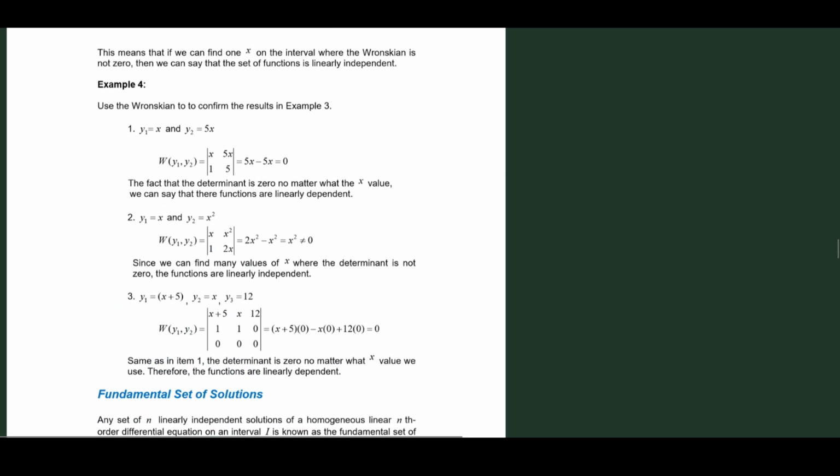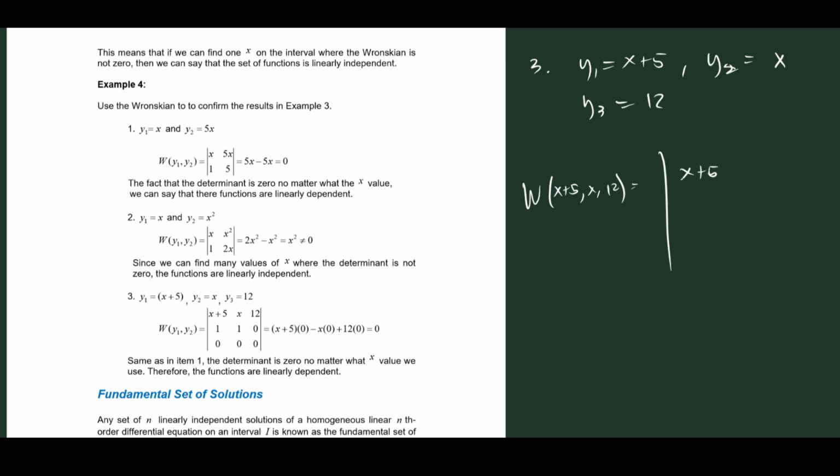Okay, let's do the third example. y1 is equal to x plus 5, y2 is equal to x, and y3 is equal to 12. Okay, so let's set up the Wronskian for this. We have x plus 5, x, and 12. So we will set up a 3 by 3 matrix here. The first derivative is 1, 1, and 0, and the second derivative is 0, 0, and 0.